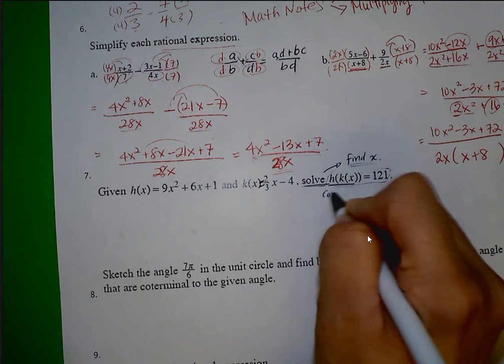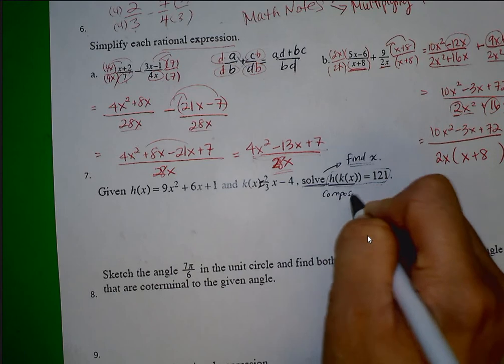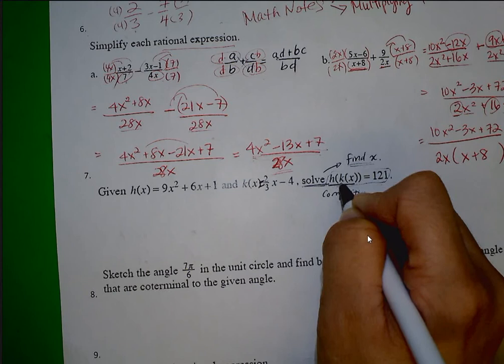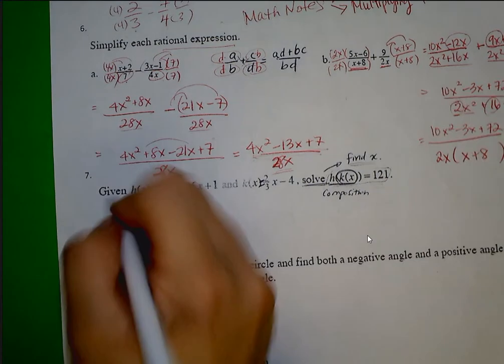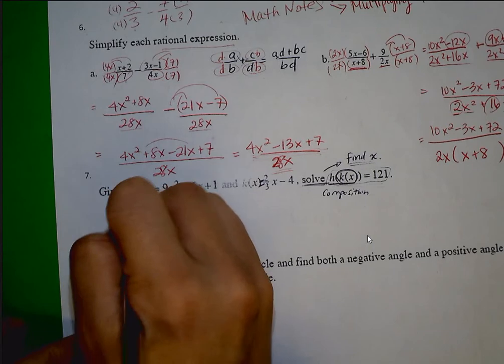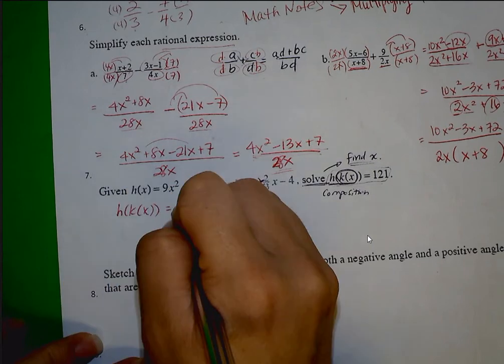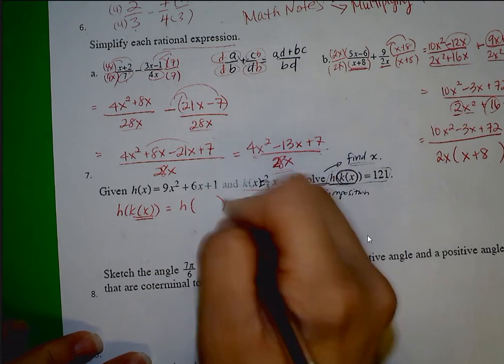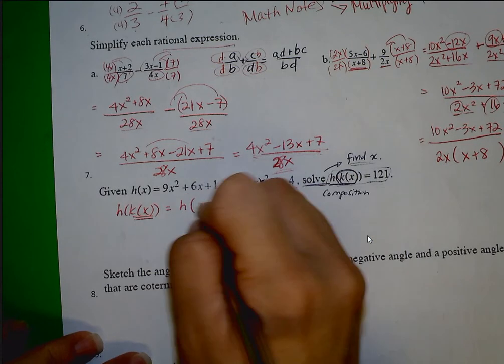This is h of k of x, meaning that the k of x is inside the h. So I'm going to say h of k of x really equals h of, well, what's k of x? K of x, the inside part, is 3x minus 4. But what am I going to do? I'm going to do k on it.